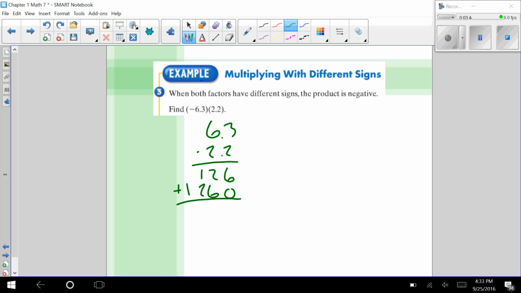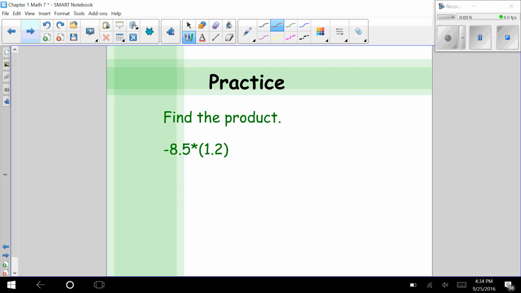Add these together. I get a 6, 8, 3, 1. 2 decimal places in my original, so 2 decimal places in my answer. Negative times a positive makes my answer negative 13.86. All right, find this product. Negative 8.5 times 1.2. Try this on your own.